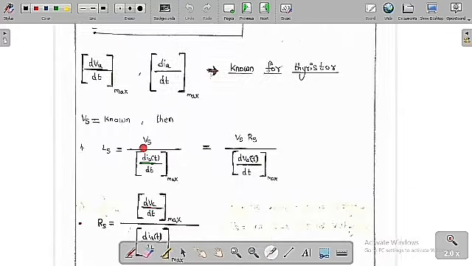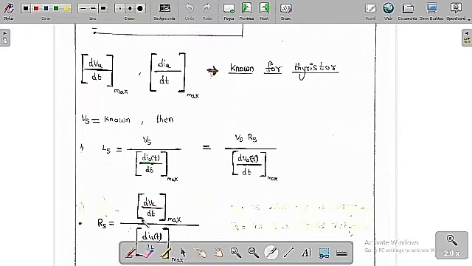When the device is on, what is going to happen is that the voltage drops across the inductor Ls. Therefore Vs is equal to Ls into the maximum value of dIA by dt. Therefore Ls is equal to Vs by the maximum value of dIA by dt. So this is the equation we are going to get.